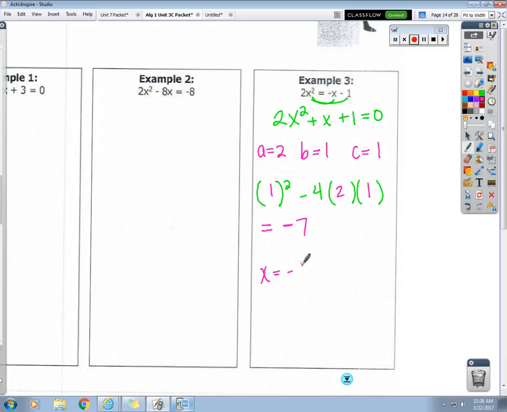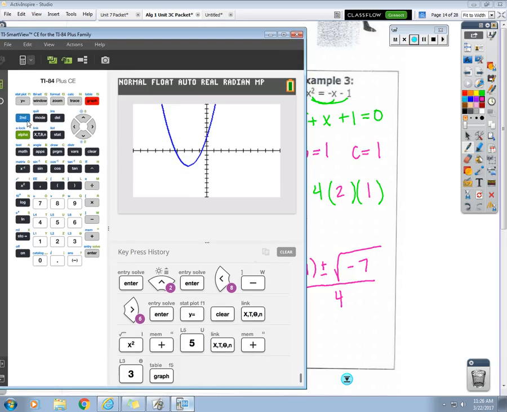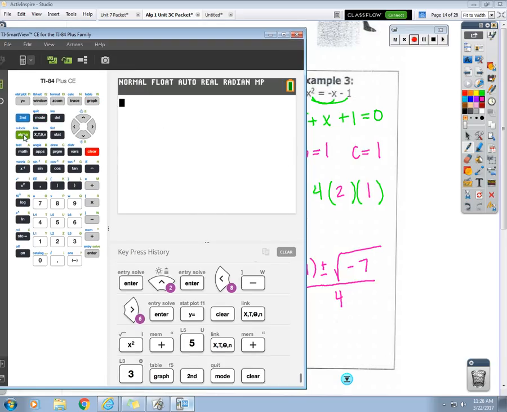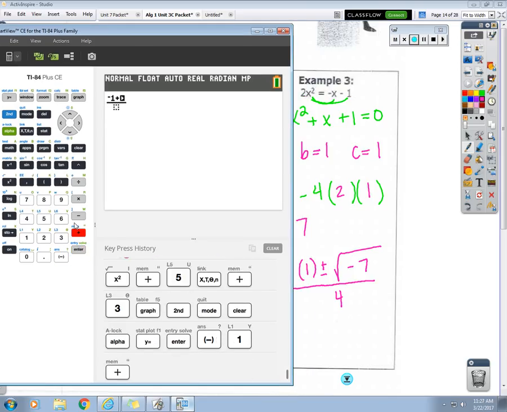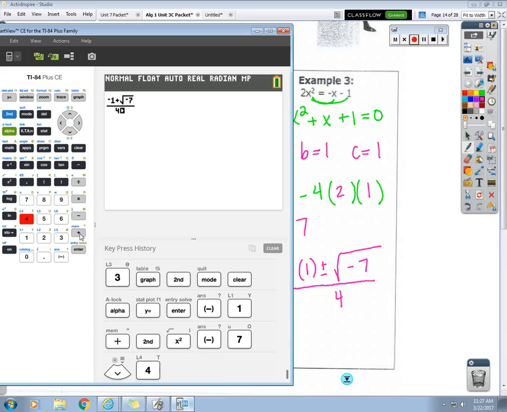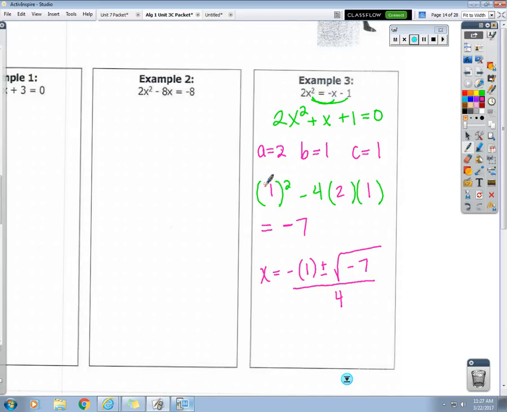X equals negative b plus or minus the square root of b squared minus 4ac, which we just found out is -7, all over 2 times 2, which will be 4. Now watch when we type this in. Alpha y equals, n over d, to set up the fraction, we have -1 plus the square root of -7 over 4, and we get an error. Why do you think you're getting an error? But mathematically, why? What's wrong with that equation?